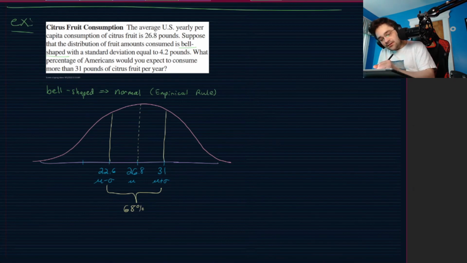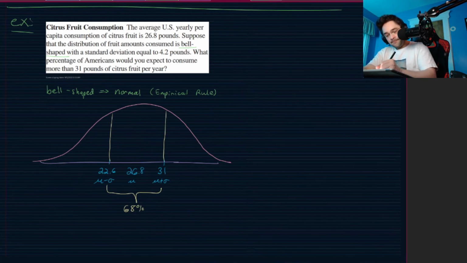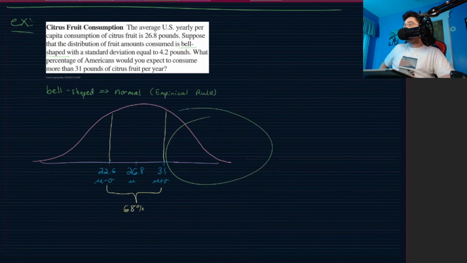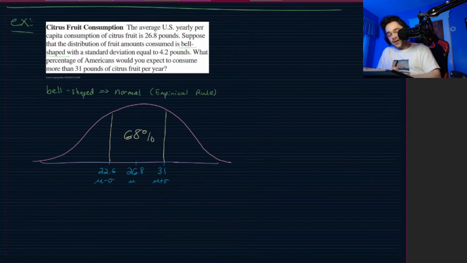Because it's asking us, what percentage of Americans would you expect to consume more than 31 pounds of citrus per year? And that's going to be the people in this range. Right? Bigger than 31. Well, we found 31 is the right bound for one standard deviation away from the mean. And that will help us figure out this percentage. So the percentage between this, as we said, is 68%. So let me put that here, actually.